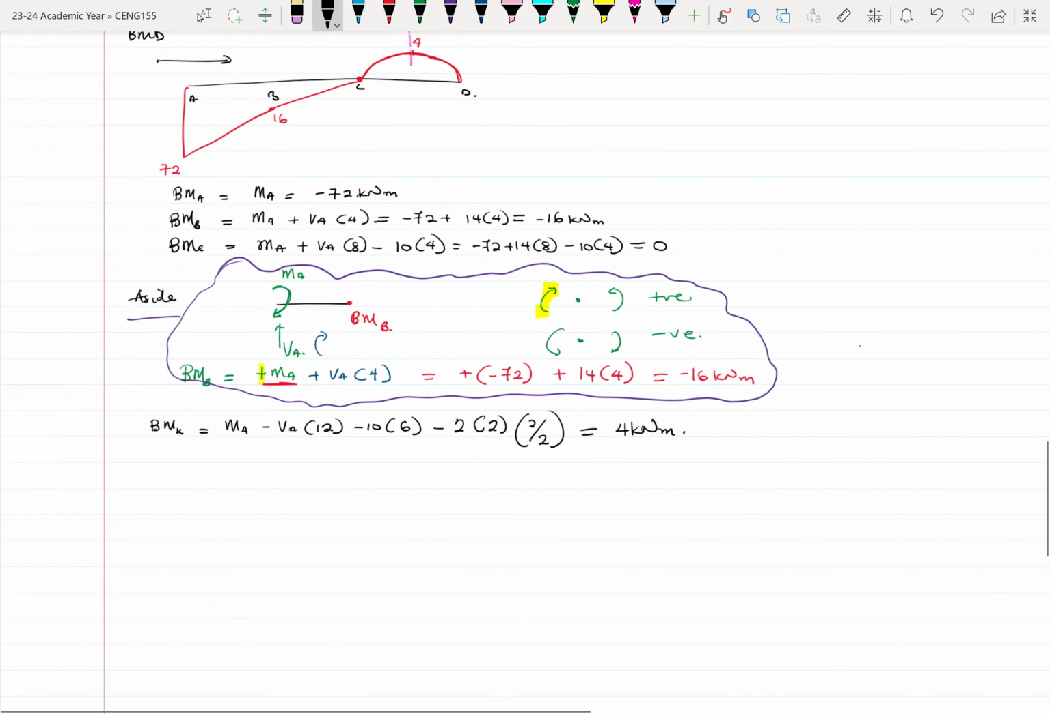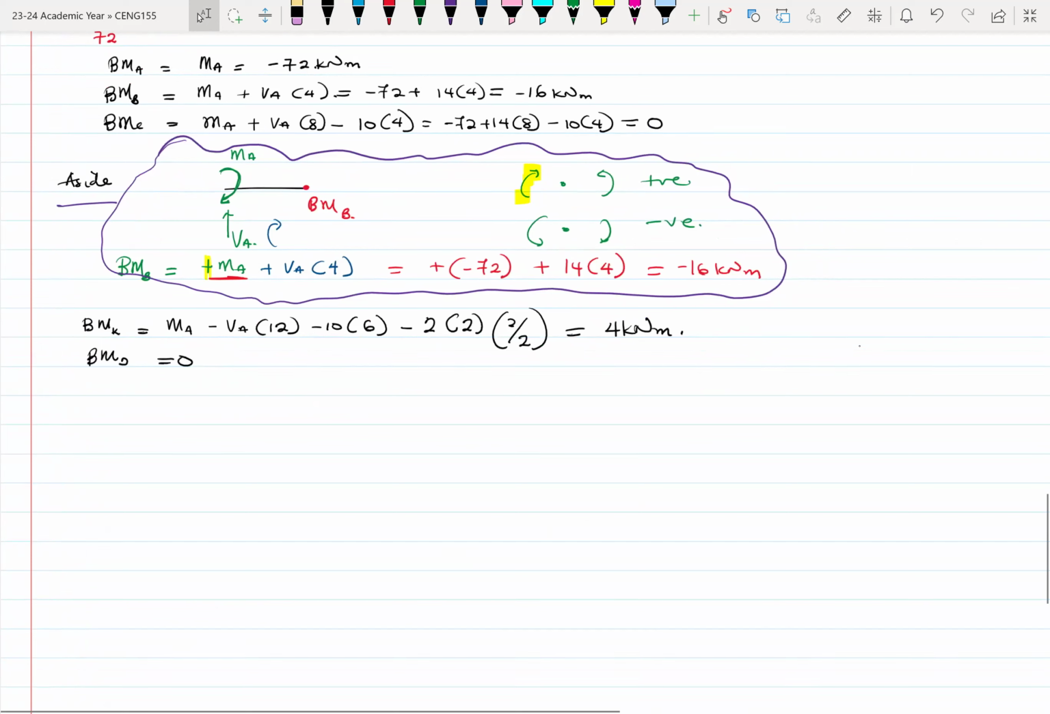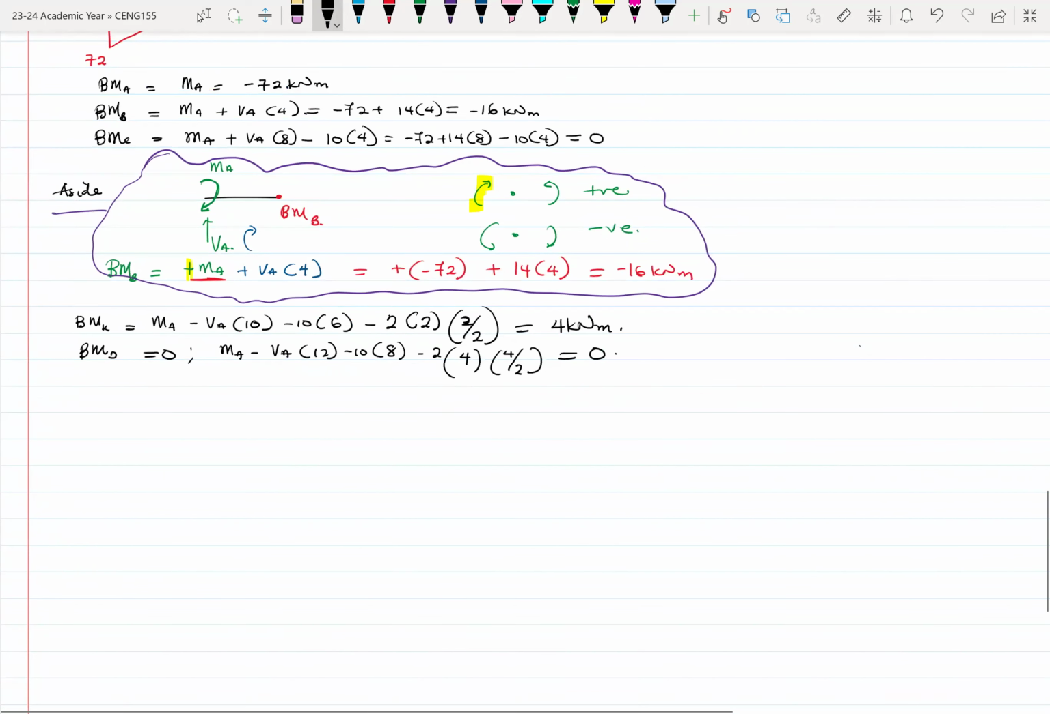Then the bending moment at D will be equal to 0. The way we can find that would be MA plus VA times 12 minus 10 times 8 minus 2 times 4 times 4 over 2. This is supposed to be 10, not 12, in the earlier expression. And this should give us 0. You can play around with this, just play around with it.